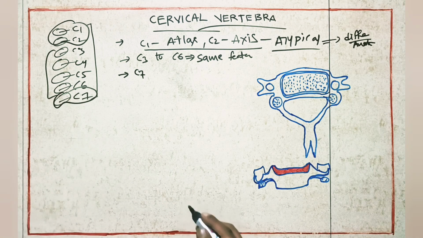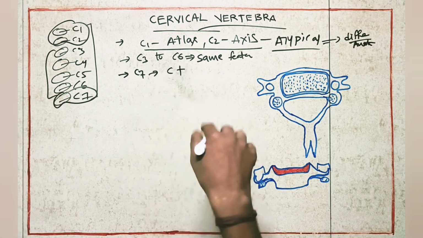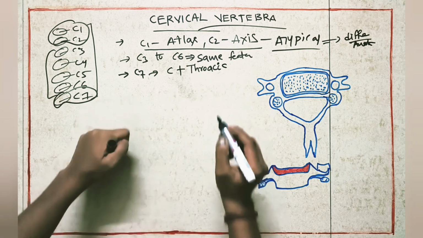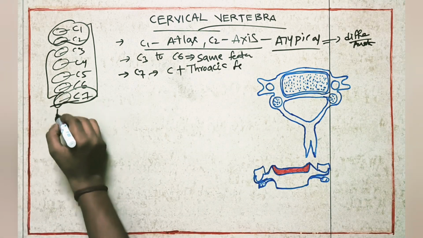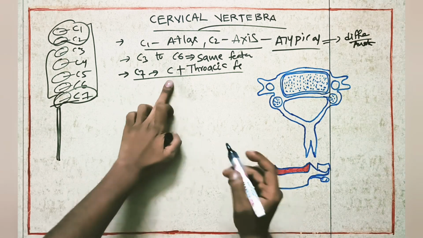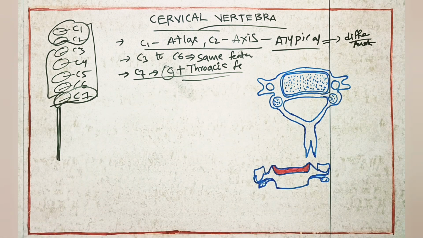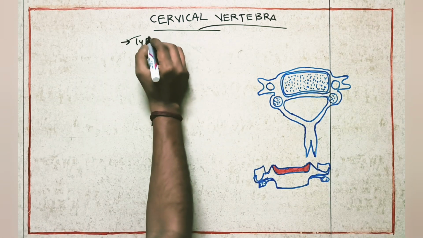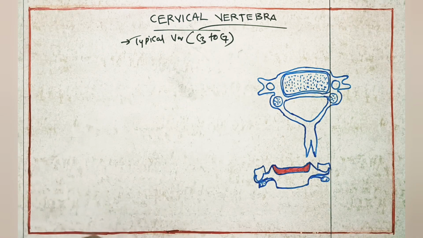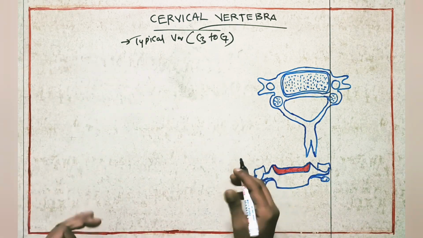The C7 vertebra has both cervical and thoracic features, because after the cervical region the thoracic spine starts. Okay, we will see the typical vertebra. Typical vertebra means from C3 to C7. What are the features?